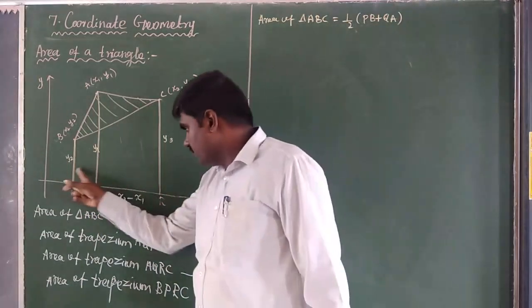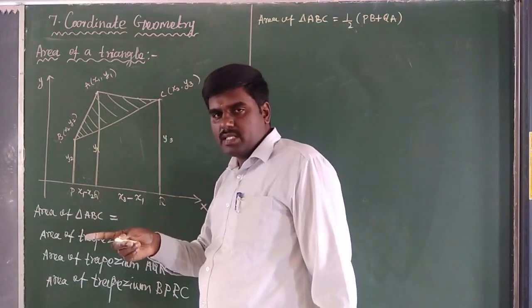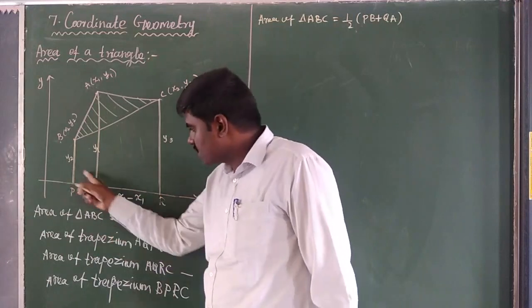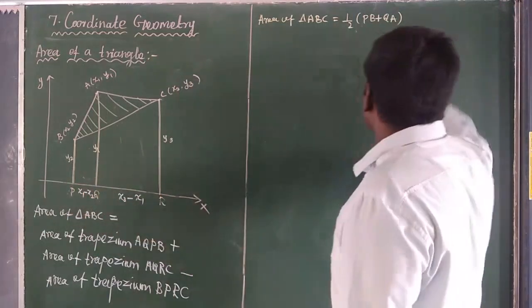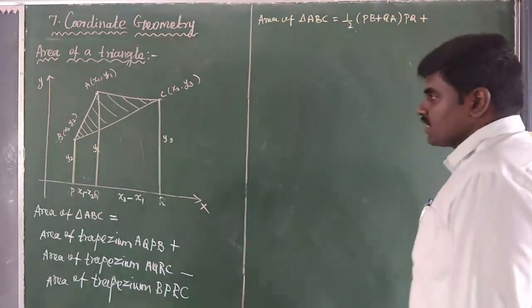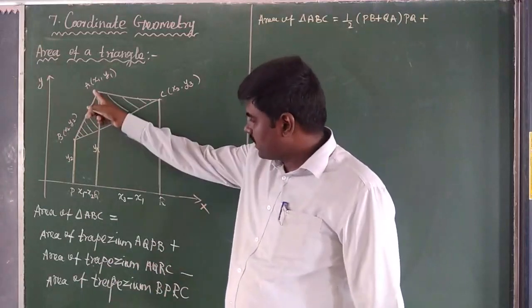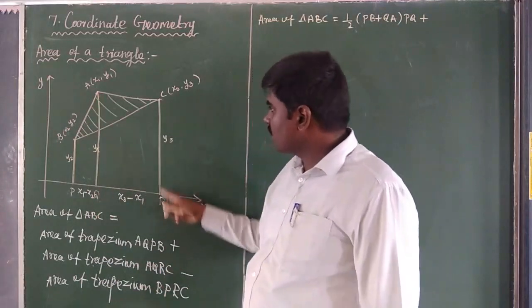The distance between them, what's the formula? Half into the sum of the two parallel sides into the distance between them. Here, what's the distance? That is the BQ distance. Here, I find out the BQ distance. Plus, similarly, the area of the trapezium. What is the trapezium? A, Q, R, C.